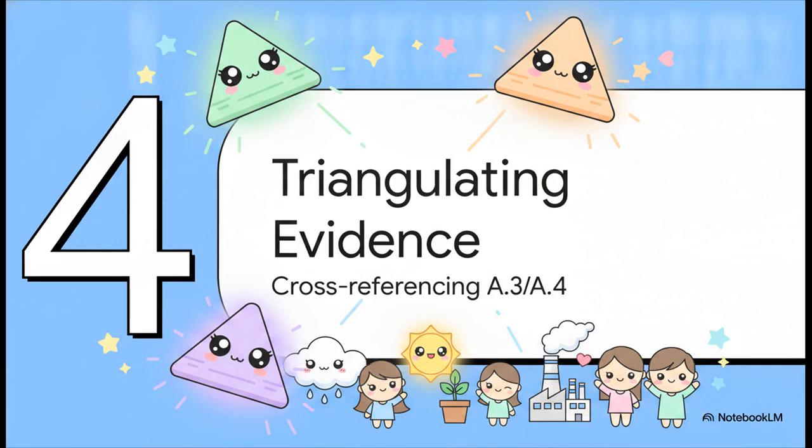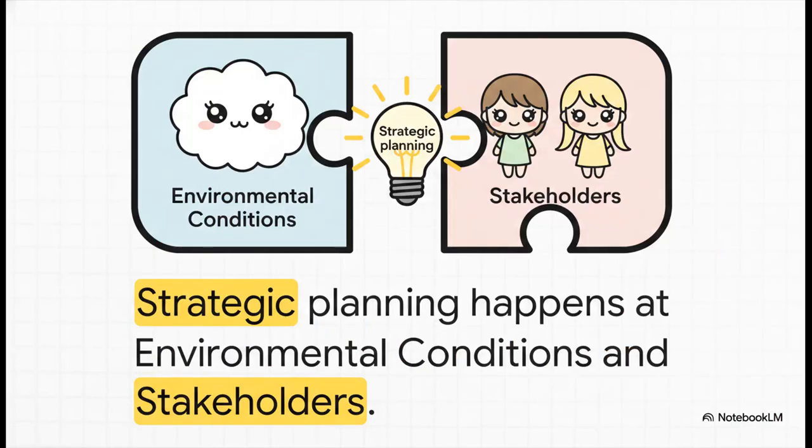Which brings us to Section 4, triangulating the evidence. Cross-referencing A.3 and A.4. Okay, this is where the magic really happens for a lead auditor. We're bringing the physical environmental realities and the stakeholder expectations together. Think of yourself as a strategic detective here. You simply cannot look at data points in isolation. You have to triangulate these two distinct signals to find the truth.